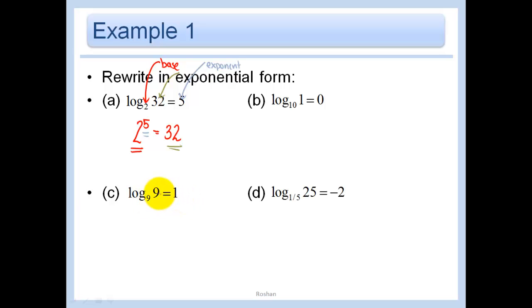9 to the 1st power equals 9. 1/5 to the what power equals 25? So that's what I'm asking you. 1/5 to the what power equals 25? Well, we know we want to flip that because we know that 5 to the 2nd power is equal to 25. So since we needed to flip it, that's just the negative. So that's why log base 1/5 of 25 equals -2.